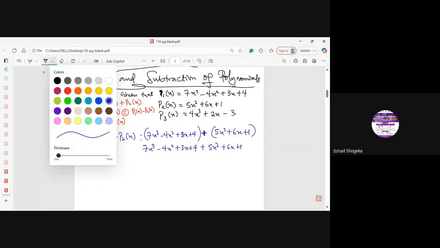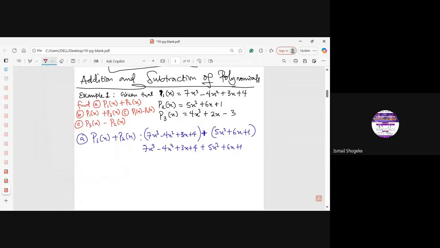Now, there's something called like terms, and we have to group them. We have to arrange them in the order of their power. So we start with 7x power 3. Then we take x squared next. But we have another x squared, this one here, so we put it beside this one. And we go to the next, the x. So we have another x again, 6x, and we put it beside it. We move to the constant term 4. We also have another constant term here, 1. So we then perform the operation. So 7x cubed, negative 4x squared plus 5x squared. So it's just like saying you have negative 4 plus 5.